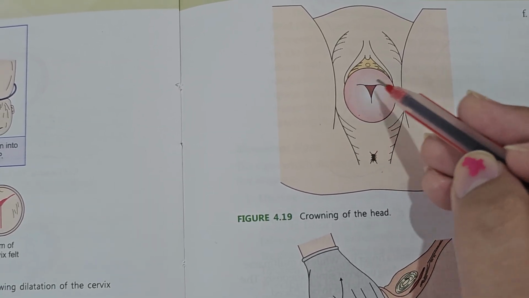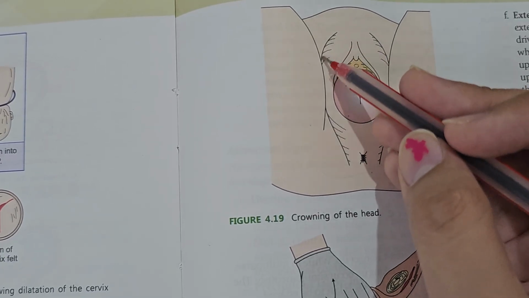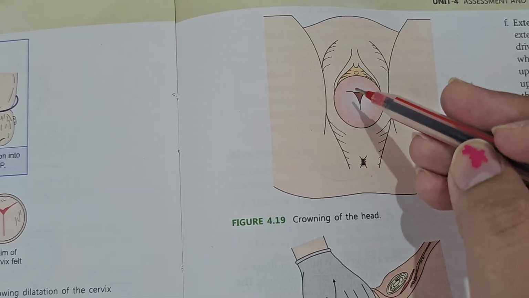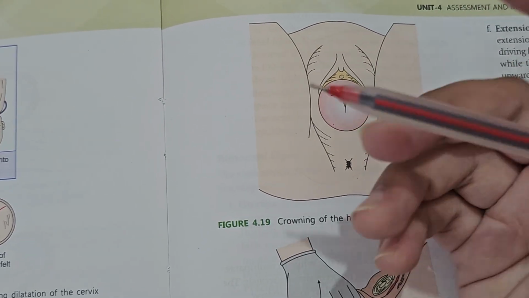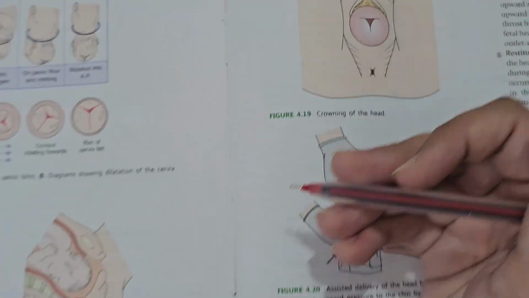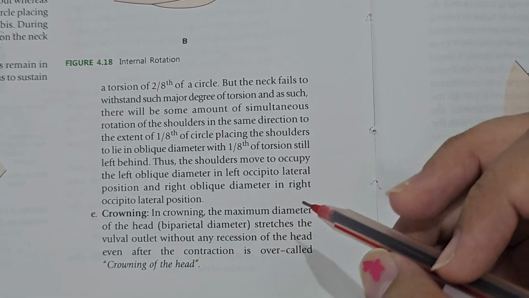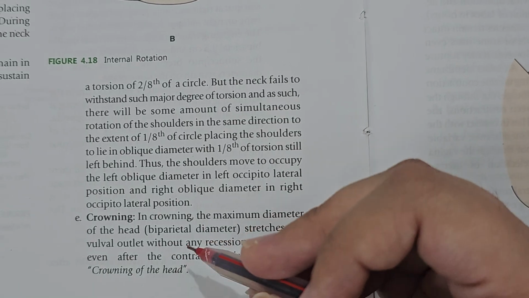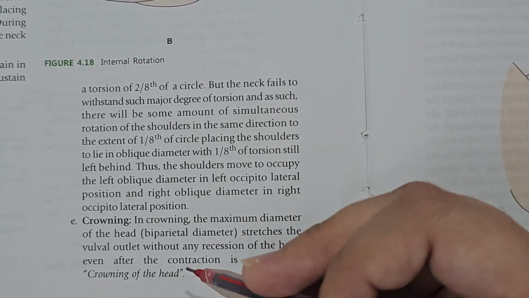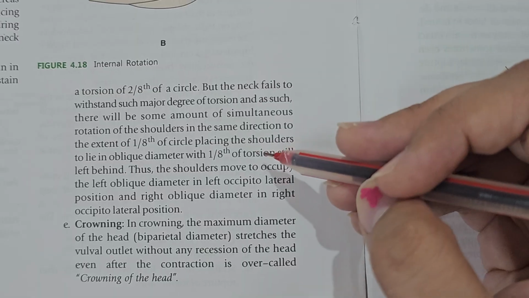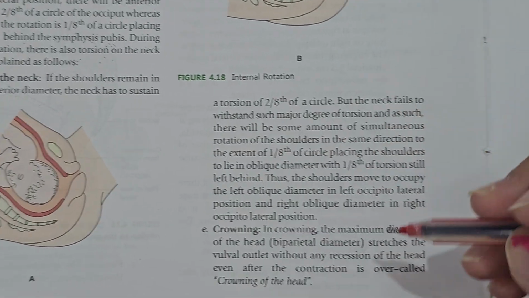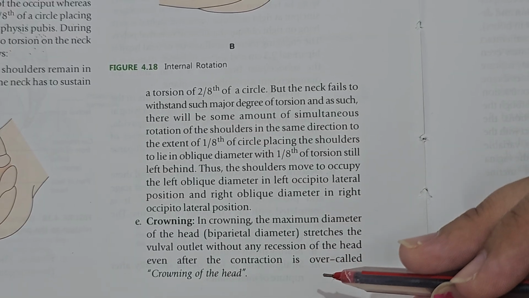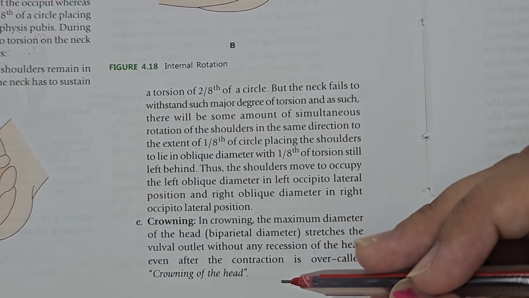As you can see, this one is the bregma. Okay, this one is the vulvovaginal part. Now the head actually comes towards the external environment. Crowning happens. In crowning, the maximum diameter of the head, the biparietal diameter, stretches the vulval outlet without any recession of the head, because that already happens in internal rotation. Okay, so what happens even after the contraction is over is called crowning of the head.